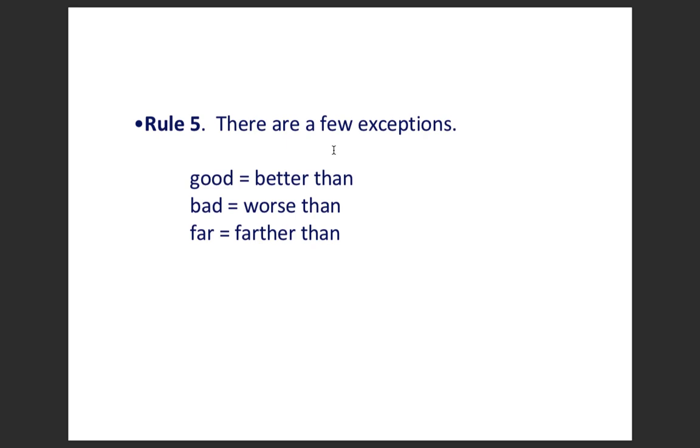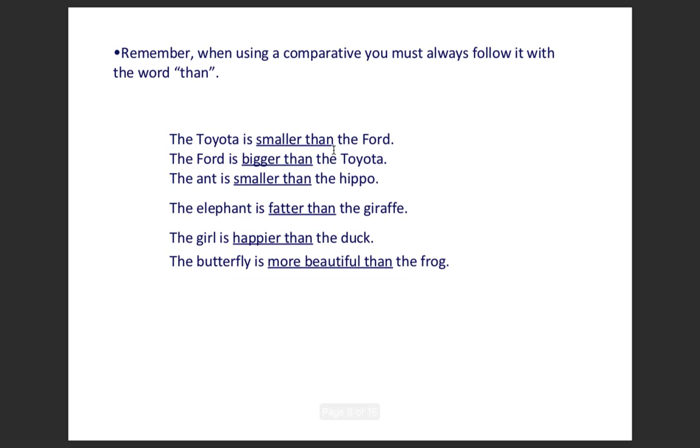Now let's move on to superlative adjective. Oh, before that, there's one more thing that you need to take note. Remember, when using a comparative, you must always follow it with the word than, which I mentioned previously. For example, the Toyota is smaller than the Ford. The Ford is bigger than the Toyota. The ant is smaller than the hippo. The elephant is fatter than the giraffe. The girl is happier than the duck. The butterfly is more beautiful than the frog.